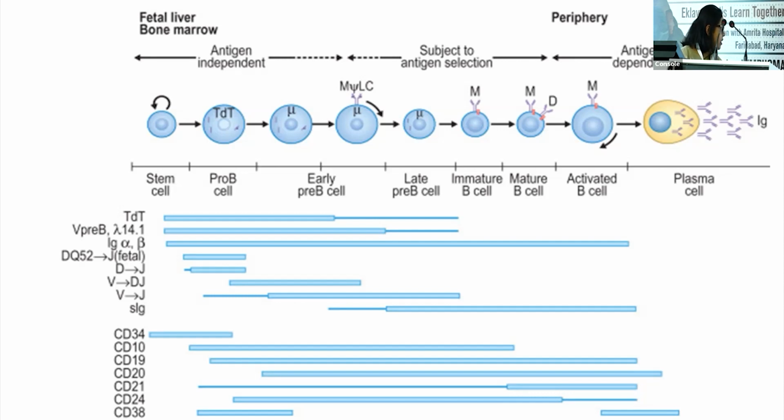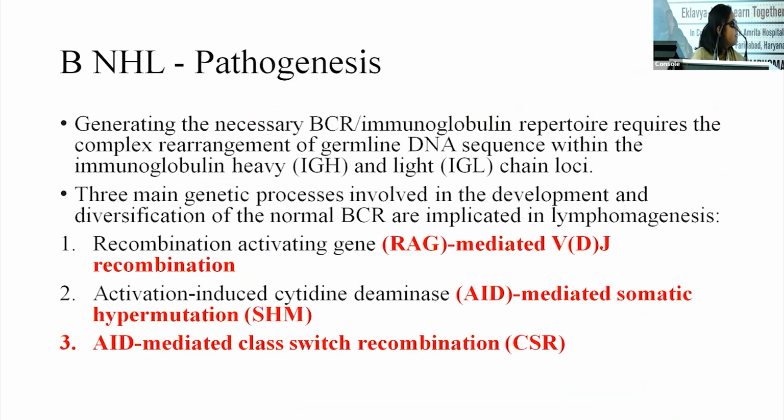CD19 is assumed to be the pan B cell marker, along with CD20, but both are found to be absent in the few primitive stages of B cell, which are the pro-B cell and early B cell stages. Now, one important marker is CD38. It is shown here. CD38 is expressed in the very early stages of progeny, then it disappears, and again it reappears at the plasma cell stage. So this was all about normal B cell differentiation.